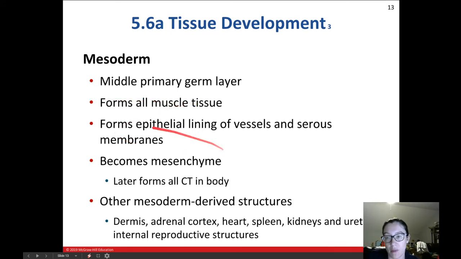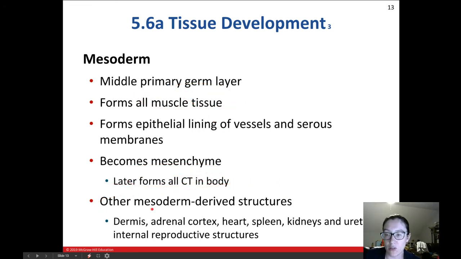It also forms the epithelial linings of vessels and serous membranes, right? So this is some epithelial tissue too. So this is more the middle stuff. And it also becomes the mesenchyme, so it forms all the connective tissue in the body. So far, mesoderm has formed all the muscle tissue and all the connective tissue in the body.